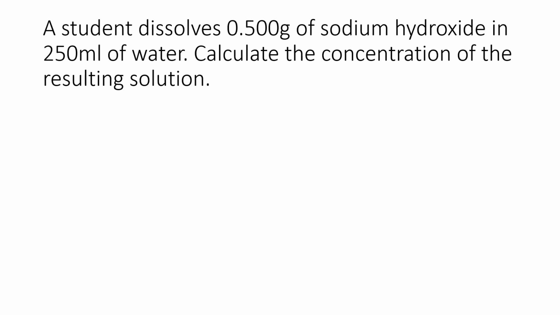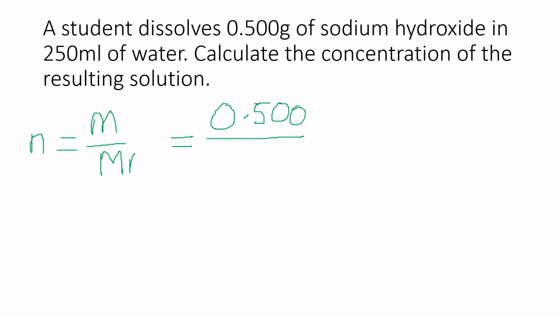A student dissolves 0.5 grams of sodium hydroxide in 250 ml of water. Calculate the concentration of the resulting solution. So firstly, let's calculate the moles in the 0.5 grams. So we know that N, number of moles, is equal to M over MR. So that's 0.500 divided by the MR of sodium hydroxide.